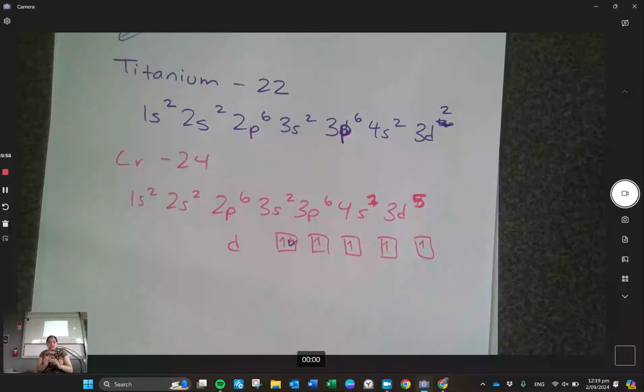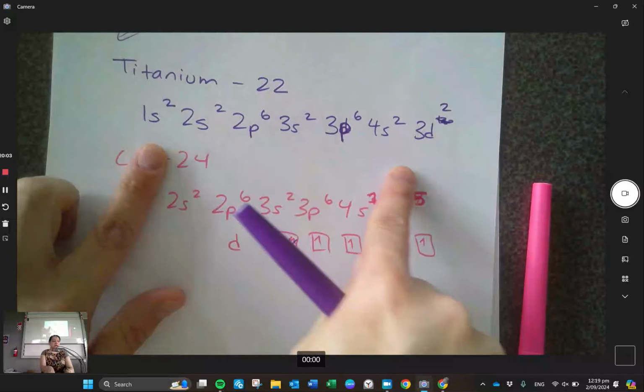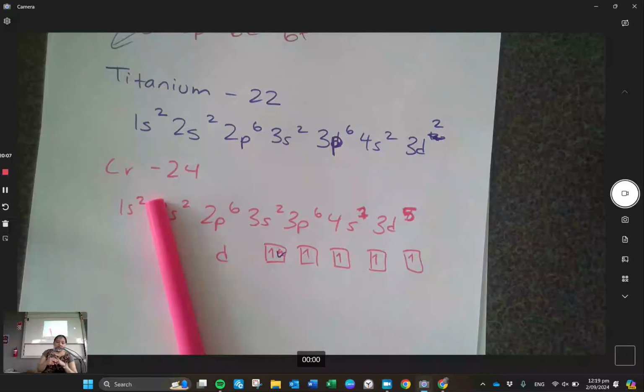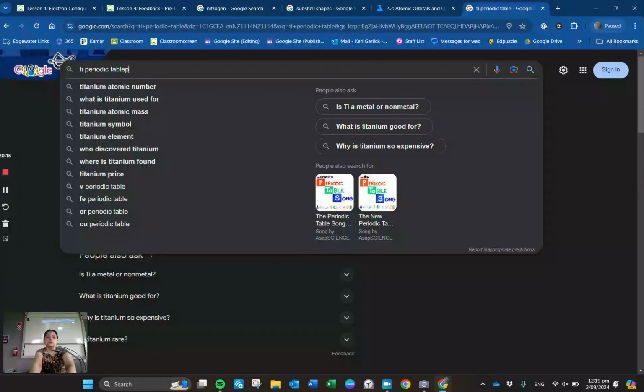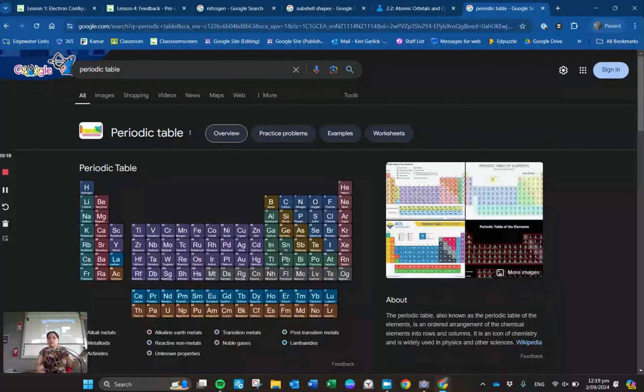The other thing that I should keep in mind, and I forgot to mention this in the previous example, is you can shorthand this by annotating where the noble gas is on the periodic table. So if we're thinking about the noble gas, and we're thinking about argon on the periodic table, let me just find a periodic table for you guys. So argon's over here, which would be here on this periodic table.